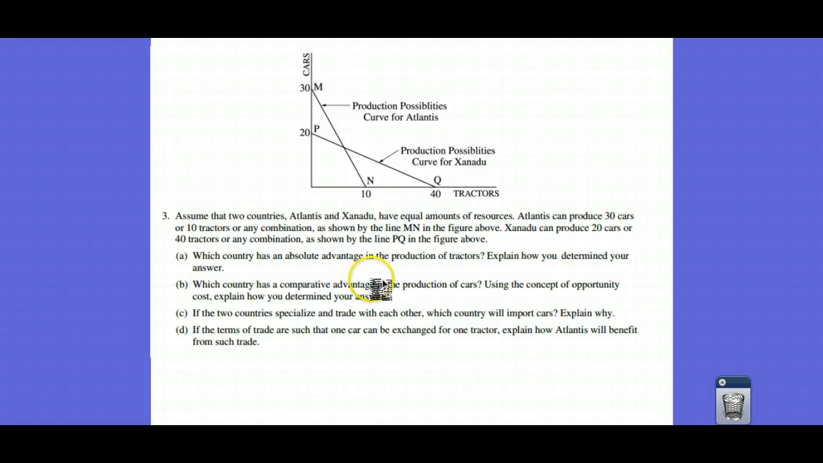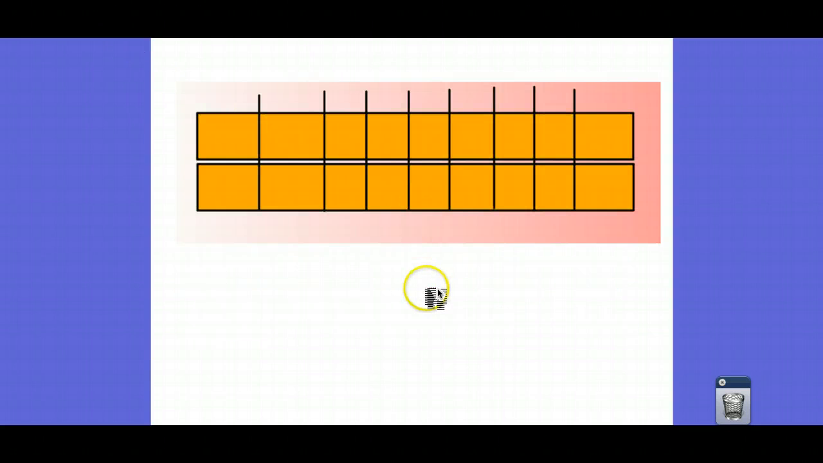Now, what I usually do when I answer any production possibilities question related to specialization and trade, I make myself a handy-dandy chart, and I'm not even going to look at A, B, C, D right now. I'm just going to look at the graph that they give me with the information provided and put it into a handy-dandy chart. Whoa, magically it appears. So we're actually going to start this off by labeling the two countries. We have Atlantis and Xanadu.